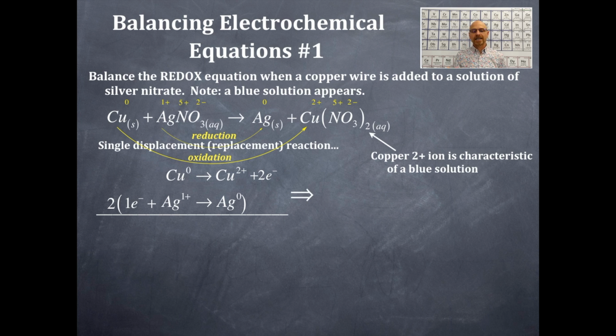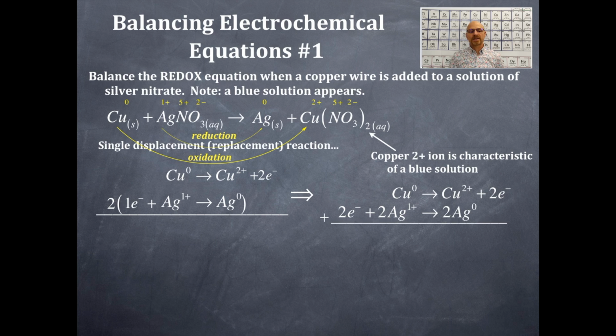And then I get the following. The copper half reaction, that's an oxidation half reaction, does not change. But the reduction half reaction with the silver does change. I should have the 2 electrons, 2 silver ions, and 2 silver metals themselves with no charge.